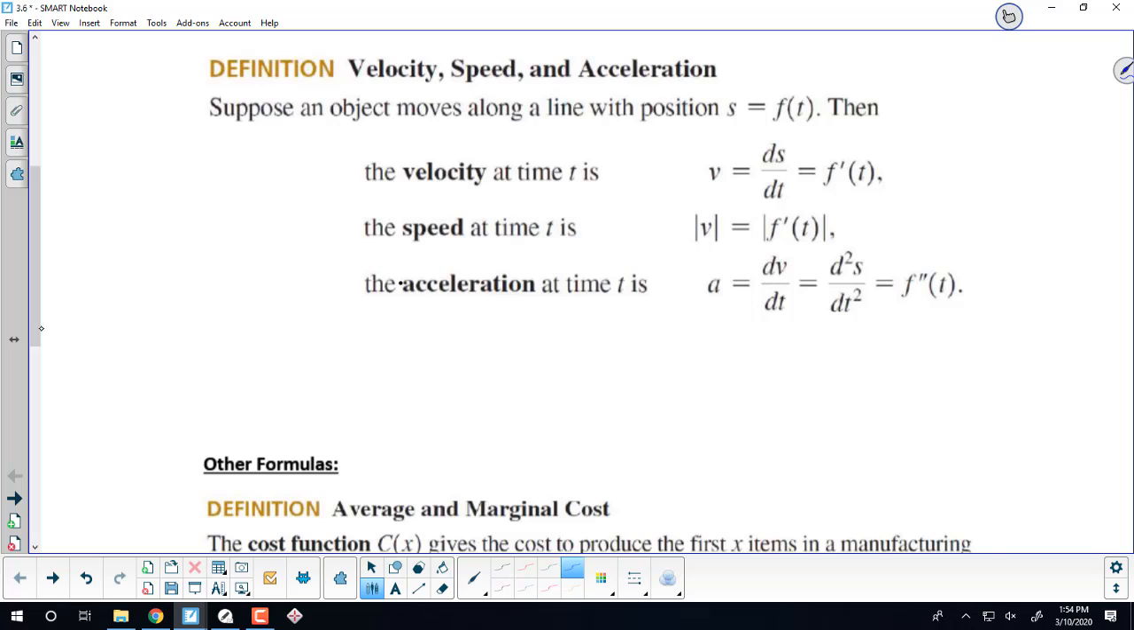So suppose an object moves along a line. So we're talking about a straight line, left, right, up, or down, with the position function s equals f of t. I'm not sure why they chose to denote it that way. I think in practice it's just s of t is your position function. They're just trying to be a little bit more generic and say the position is just any function of t that you want to label it.